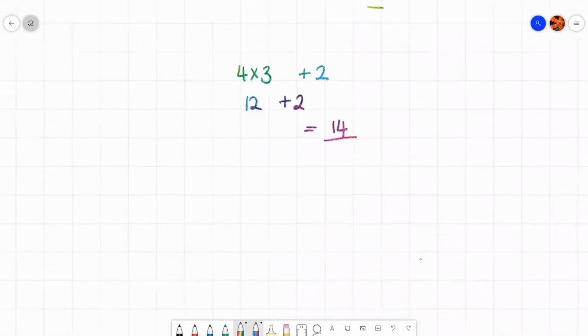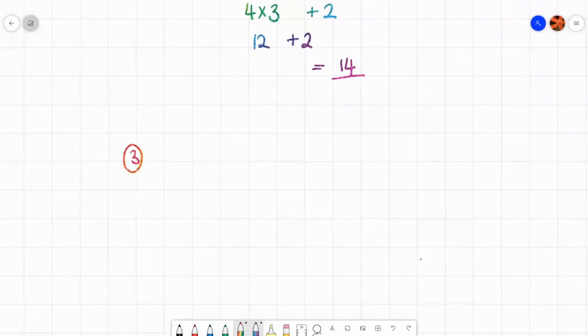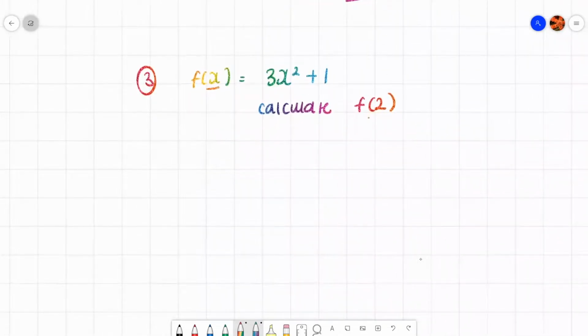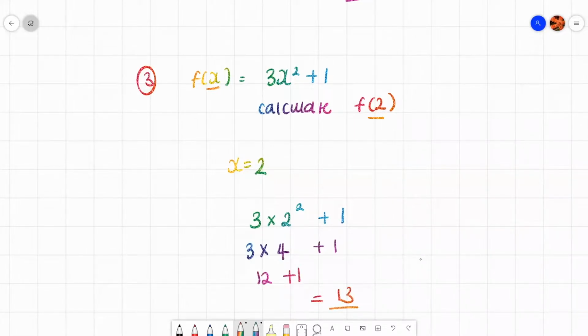Okay, let's have a look at just a few more examples of something like this, and we'll move on. You might have f of x equals 3x squared plus 1, calculate f of 2 this time. Again, the x has been replaced with the number 2, so you're going to replace x with 2. So you're going to do 3 times 2 squared add 1. Well, 2 squared is 4, 3 times 4 is 12, and 12 add 1 is 13.